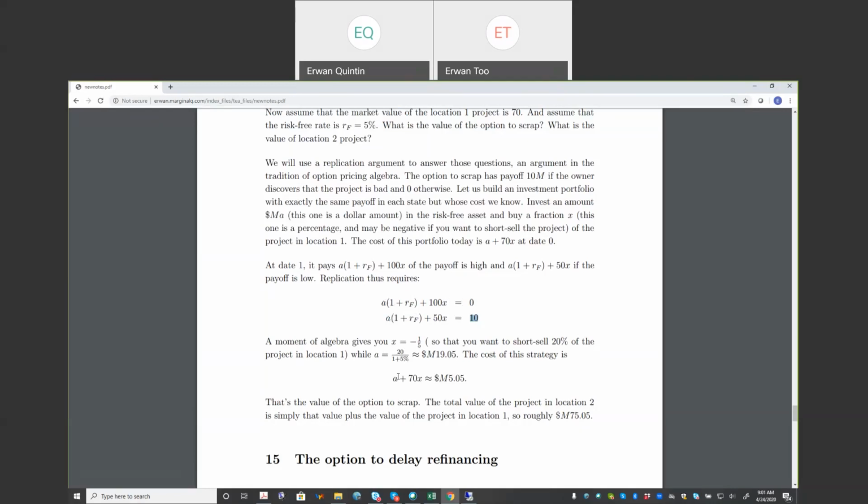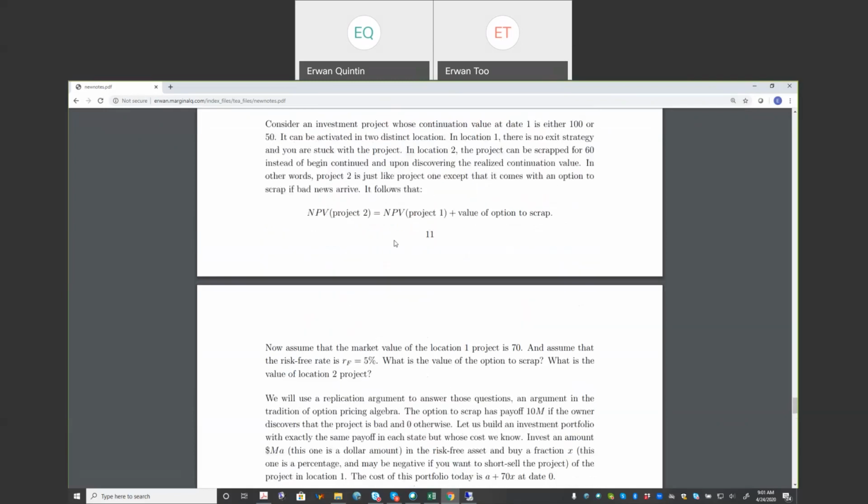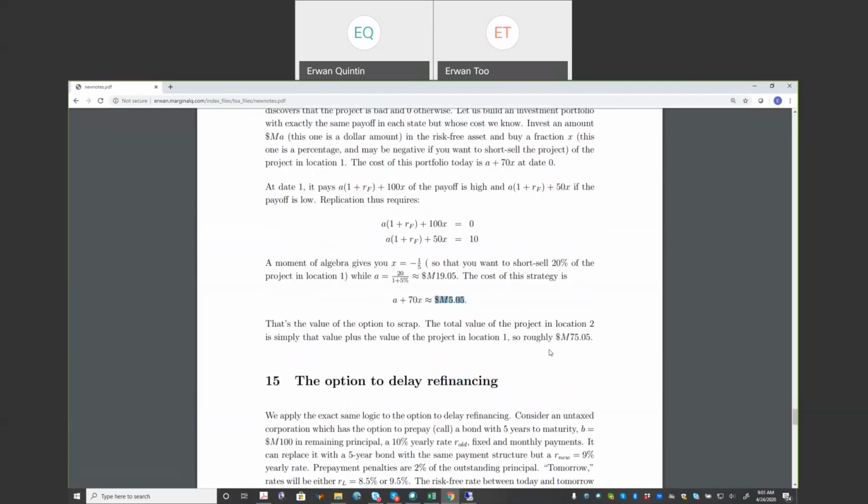What is the cost of doing this? It is A, which is the $19 million, plus 70 million times minus 20%. And the answer is that the cost of that portfolio is 5.05 million, because that portfolio exactly replicates the payoff on the option to scrap. That's also the value of the option to scrap. So now I go back to the fundamental equation and it's telling me that the NPV of project 2 is the market value of project 1, which is 70 million, plus the value of the option to scrap, which is 5 million and change. And therefore project 2 is worth $75 million.